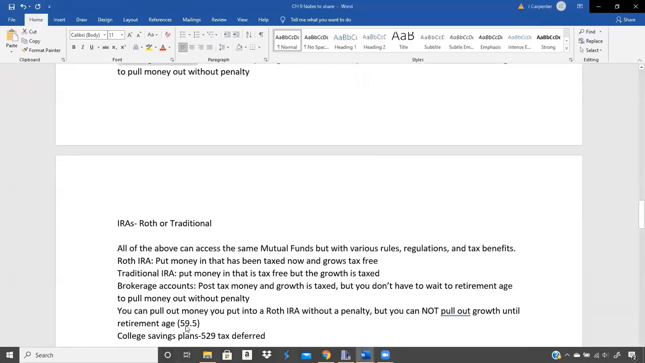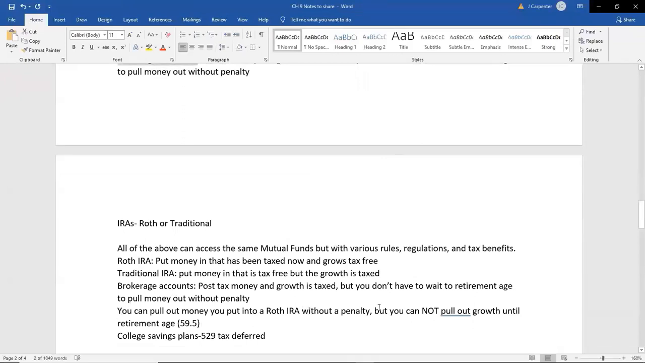Here's that thing I said about your Roth IRA, that you can pull money out without a penalty if it was what you put in, but you can't pull out growth, you can't pull out interest. Now you might say, well, Mr. Beckner, how do I tell them that I'm pulling out the money from what I put in and not the interest? It's automatic. That's the cool thing.